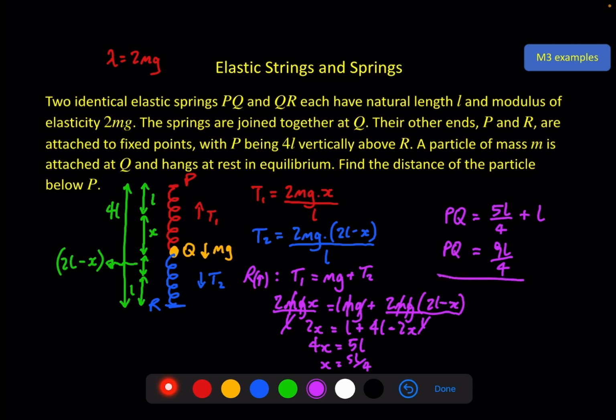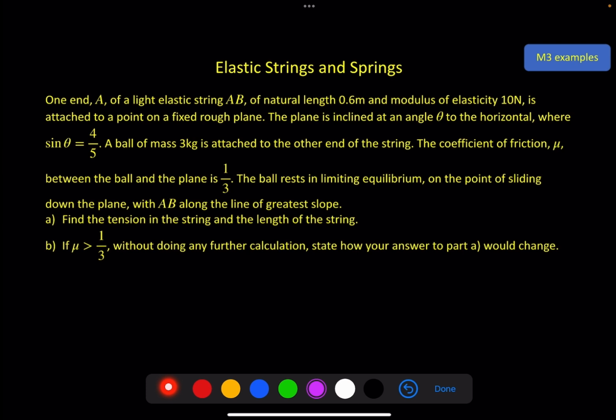Last example of the video. We've got one end A of a light elastic string AB, so a string, not a spring, of natural length 0.6, modulus of elasticity 10. That is attached to a point on a fixed rough plane, and the plane is inclined at an angle theta to the horizontal, where sine theta equals this.